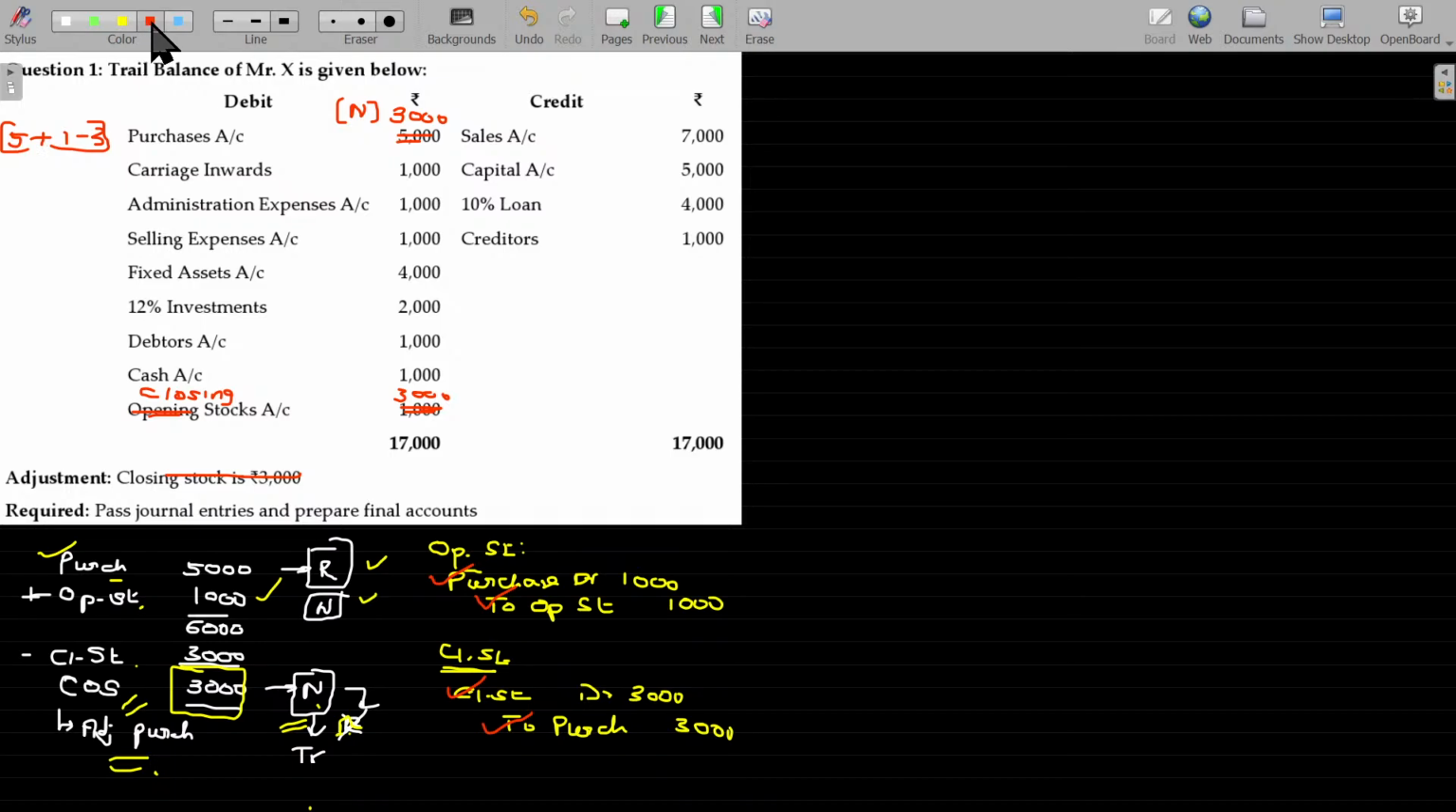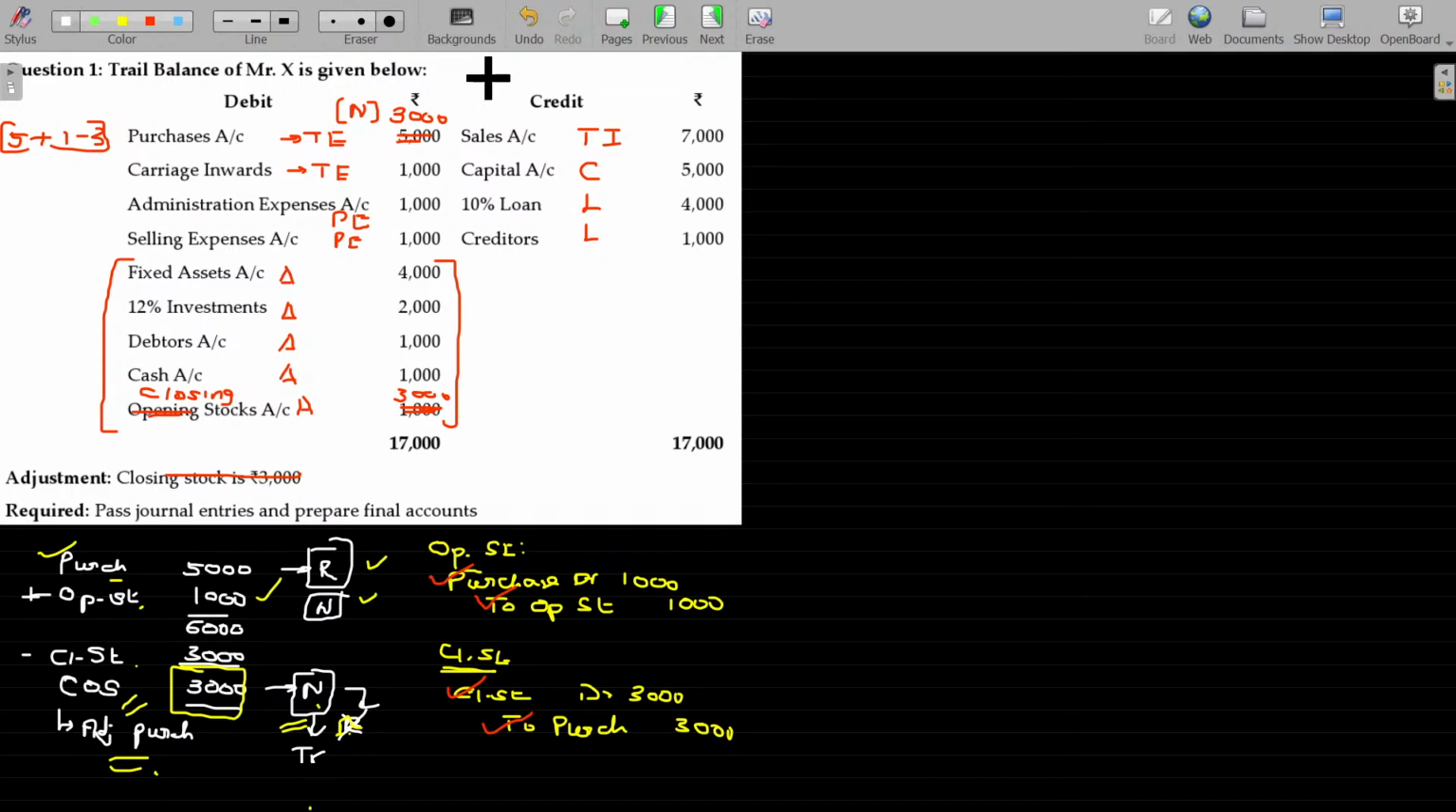While passing the transfer entry, purchases, where will it go? This will be trading expenses. Carriage in, trading expenses. Administration, P&L account expenses. Selling, P&L account expenses. Fixed assets, asset. Investment, assets. Debtors, assets. Cash, assets. Closing stock, asset only. Closing stock given in the debit side of the trial balance is always an asset. Always asset, right? So this will be an asset item. And sales, trading income. Capital, loan, liability. Creditors, liability. Now we can pass the entry.